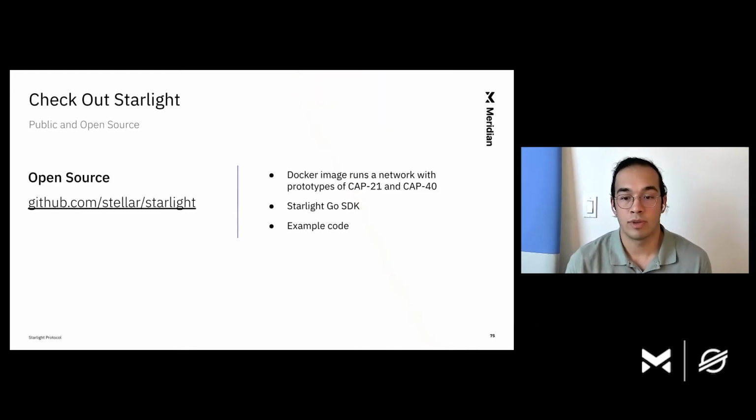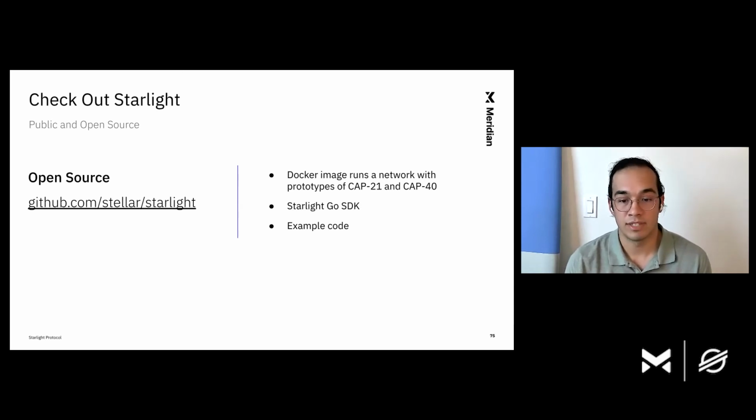So right now we have a public repo on GitHub at the link on the slide that hosts Starlight for anyone to look at. And in that repo, you'll find our CAP21 and CAP40 proposals, as well as a Docker image for running your own private network with these proposals implemented, which is what we use during our demo today. And our prototype SDK is also there, which is written in Go. And there's some example code using this SDK, both with and without buffering.